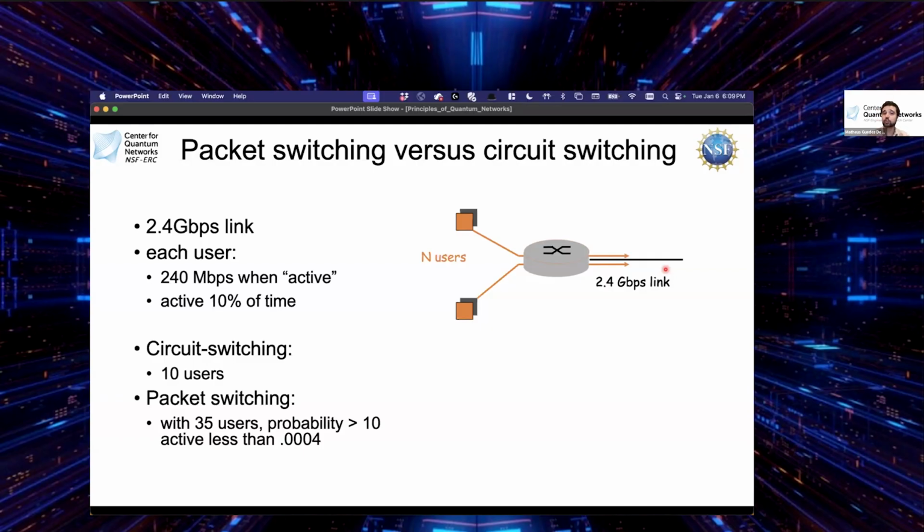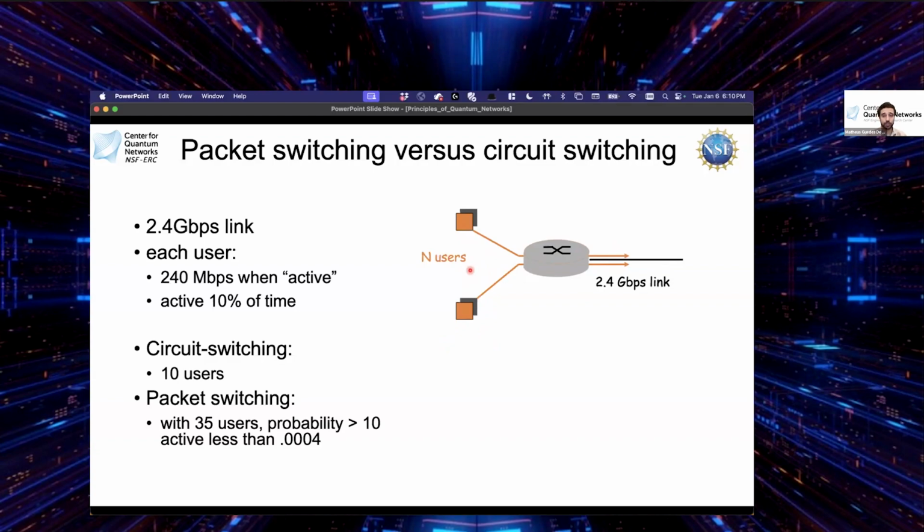If we use circuit switching to serve users, and let's imagine that we have 10 users, we can only support 10 users simultaneously because each user contributes 240 megabits per second.